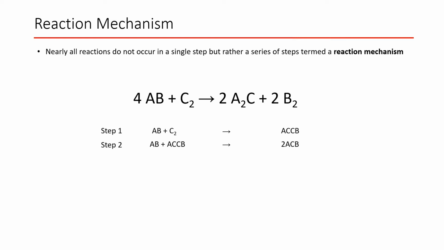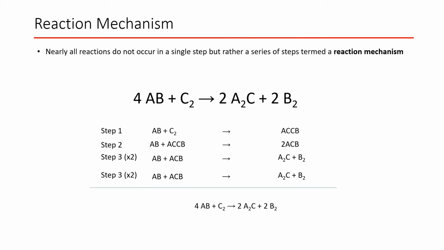And then for my second step, I'll have a particle of AB collide with the product of my first reaction. And in my third step, I'll have a particle of AB collide with a particle of my second step. And I'll have my third step occur twice. And what we can see is that if I add these all up, things cancel and I get my overall reaction. Okay?